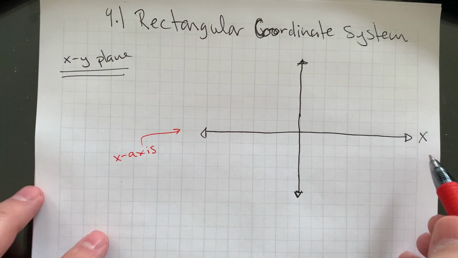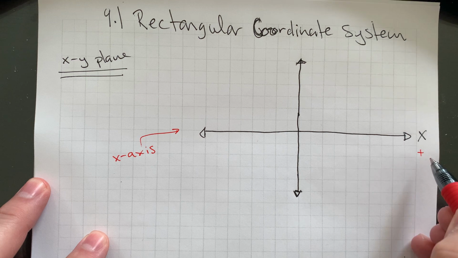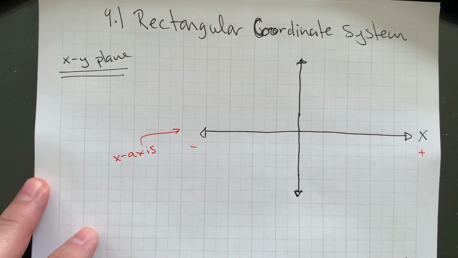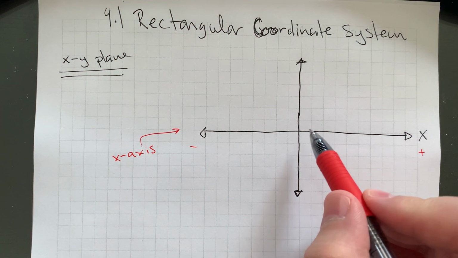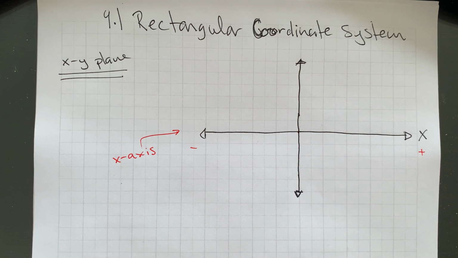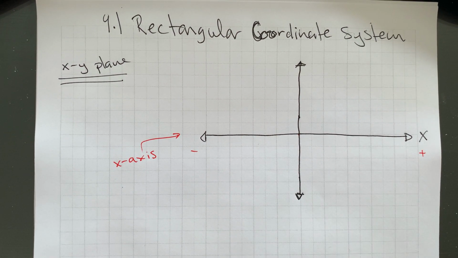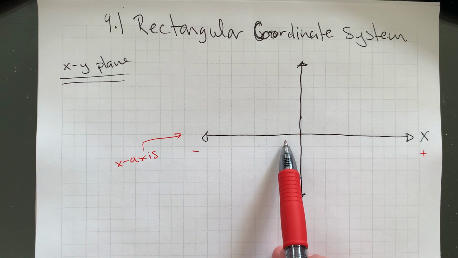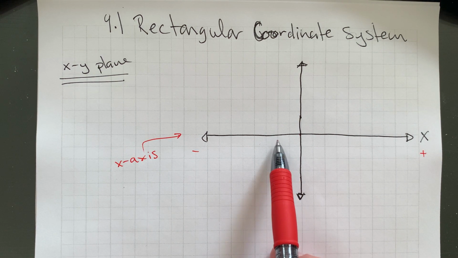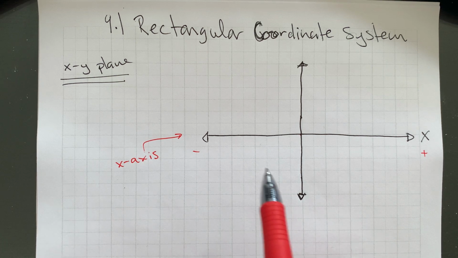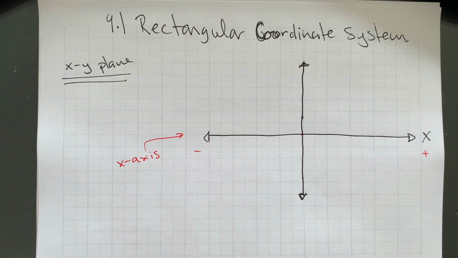And so you have positive x values here, and you have negative x values here, and it's 0 in the center. So all of your positive numbers are to the right, and they're getting bigger and bigger the further you go. Your negative values are to the left, and they're, of course, getting bigger and bigger, but negative, right? -5, -10, -15, and so on as you go further and further to the left.